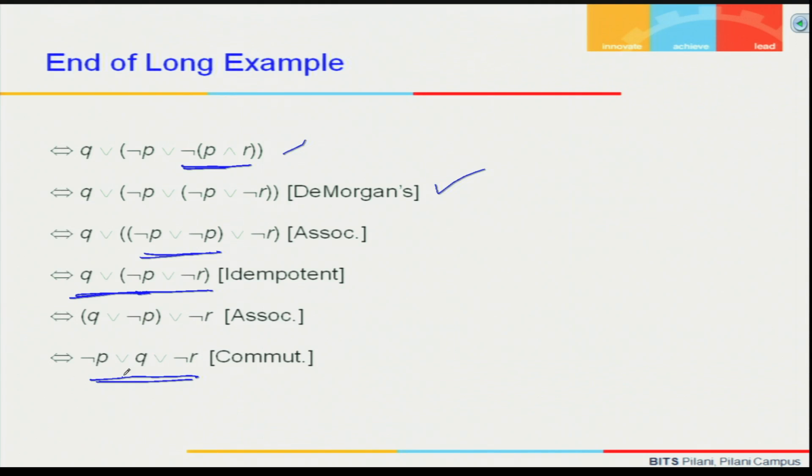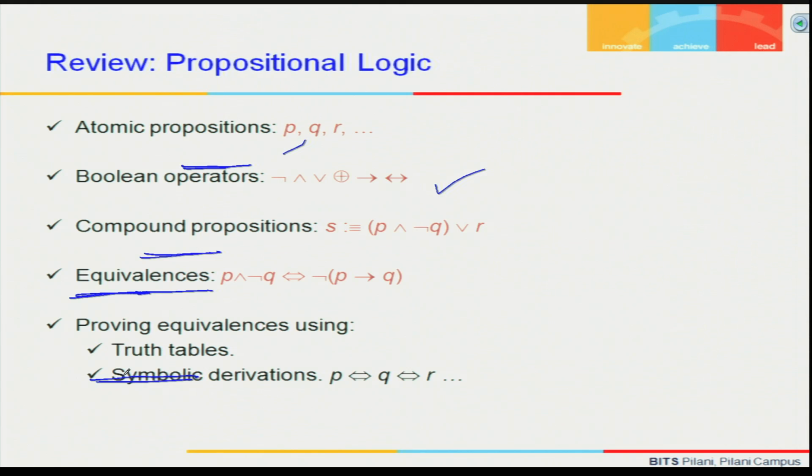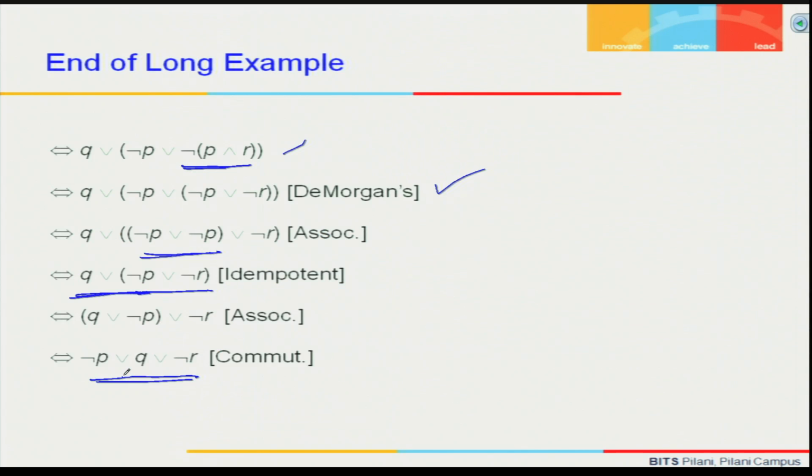This is how we can prove propositional equivalence by applying laws. One method we have seen thoroughly, that is how by using a truth table we can prove that two compound propositions are equivalent. Another way is using these laws, De Morgan's law, associative law, idempotent law and all.